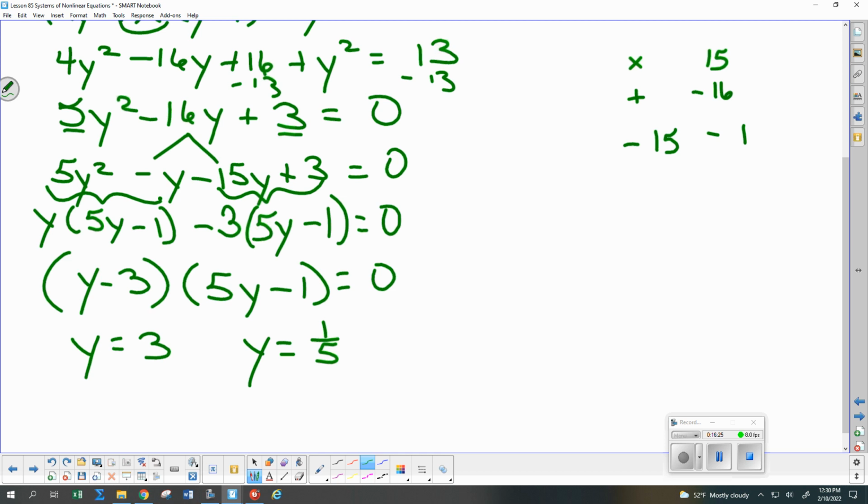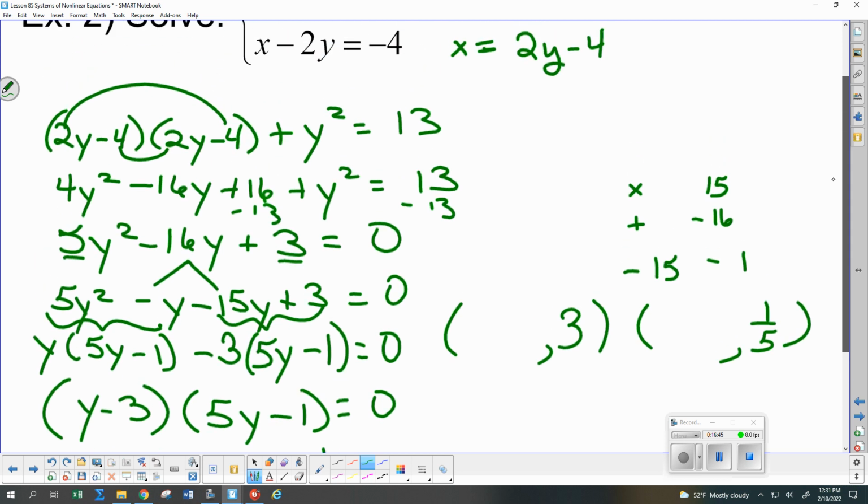Okay, this time my work says y equals. Last problem it said x equals. That means what I have found so far is that my y coordinate is either 3 or it is a fifth.